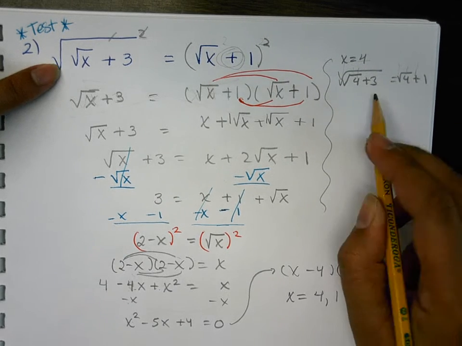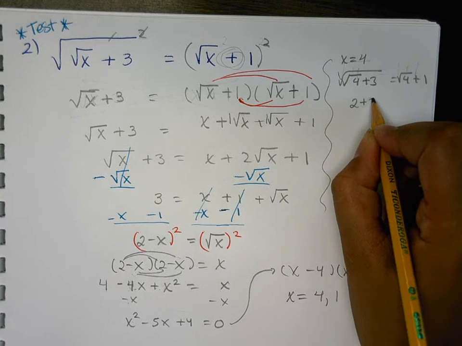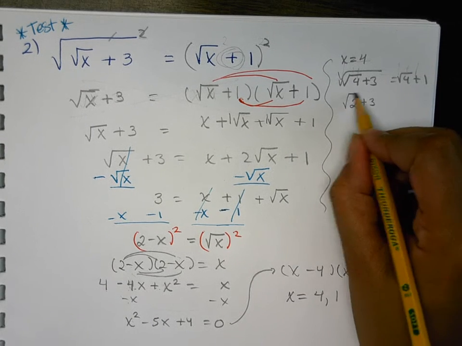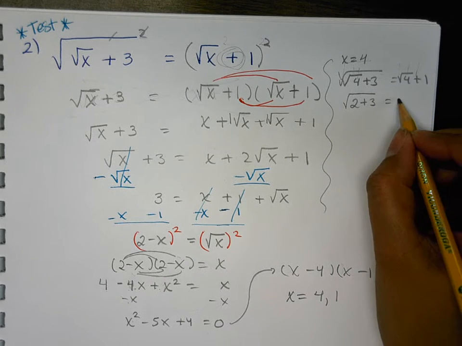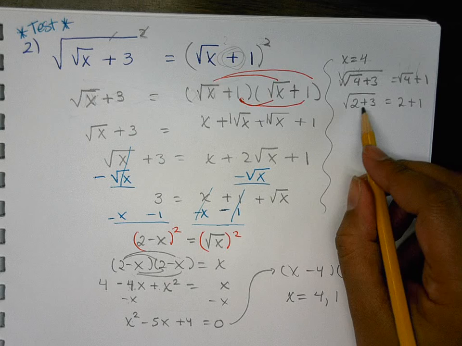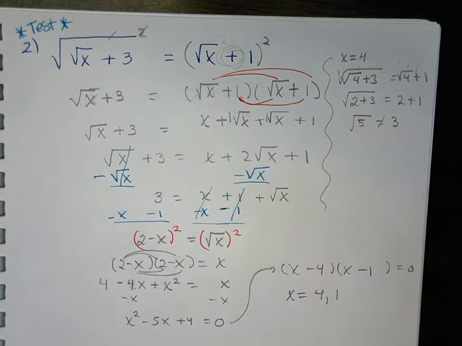All right. What's the square root of 4? 2. 2 plus 3, big square root. What's the square root of 4? 2 plus 1. 2 plus 3 is 5. Does it work? No. Does that mean you've done something wrong in your work? No, it's just an extraneous solution.